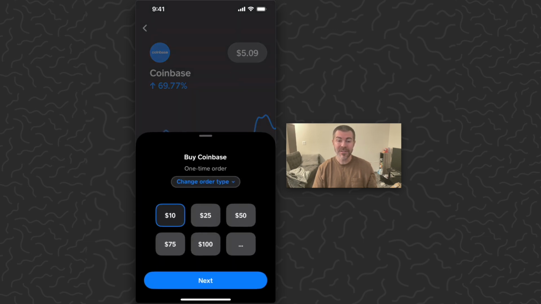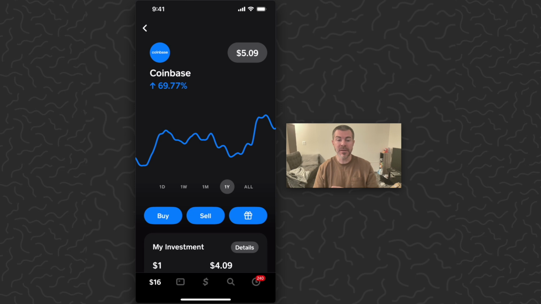I can tap any of these pre-selected amounts, or I can tap the 3 dots and type in any amount that I want. Remember, I only have $16 in my Cash App balance to spend, so if I wanted to purchase more than that, I would need to add more money into my cash balance first.